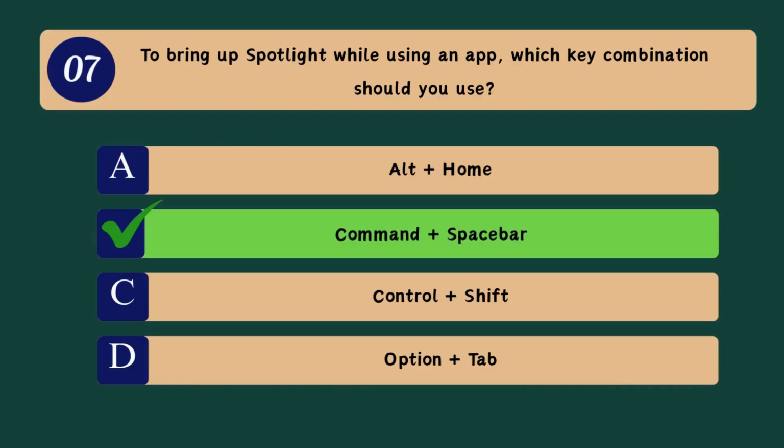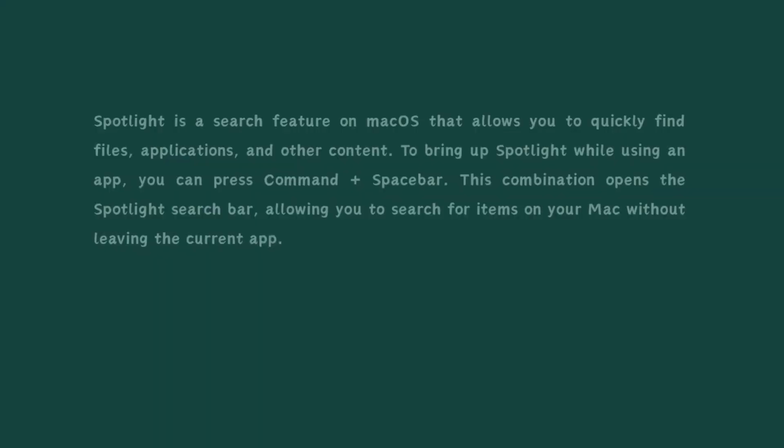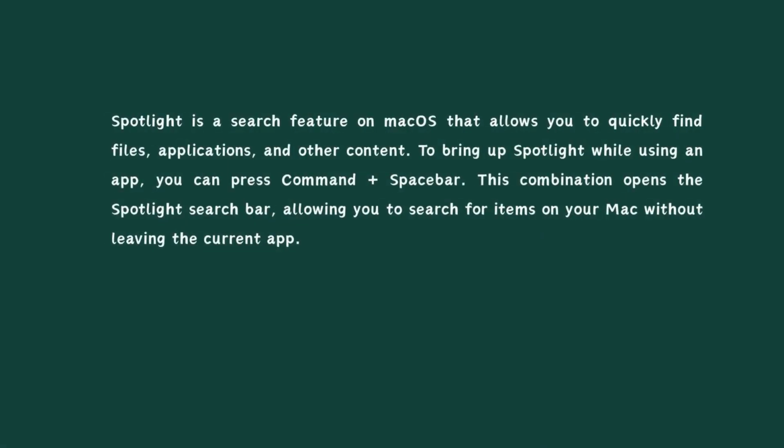Correct answer. B. Command plus Spacebar. Spotlight is a search feature on Mac OS that allows you to quickly find files, applications, and other content. To bring up Spotlight while using an app, you can press Command plus Spacebar. This combination opens the Spotlight search bar, allowing you to search for items on your Mac without leaving the current app.